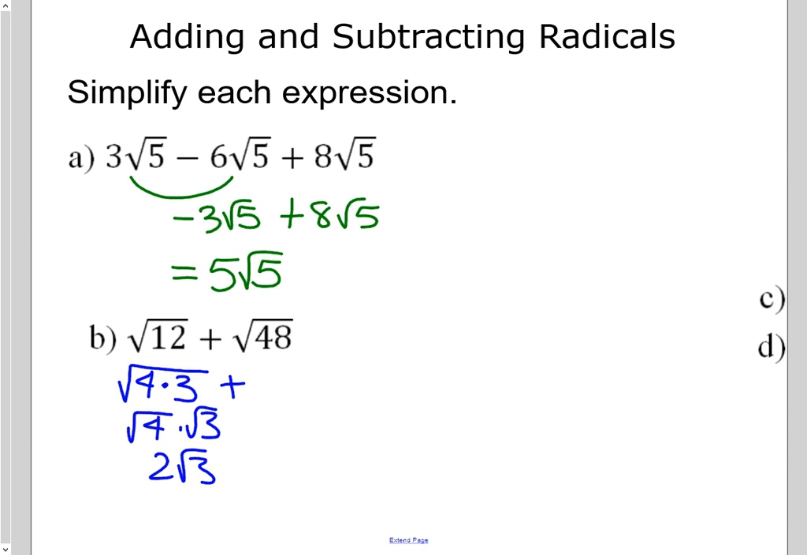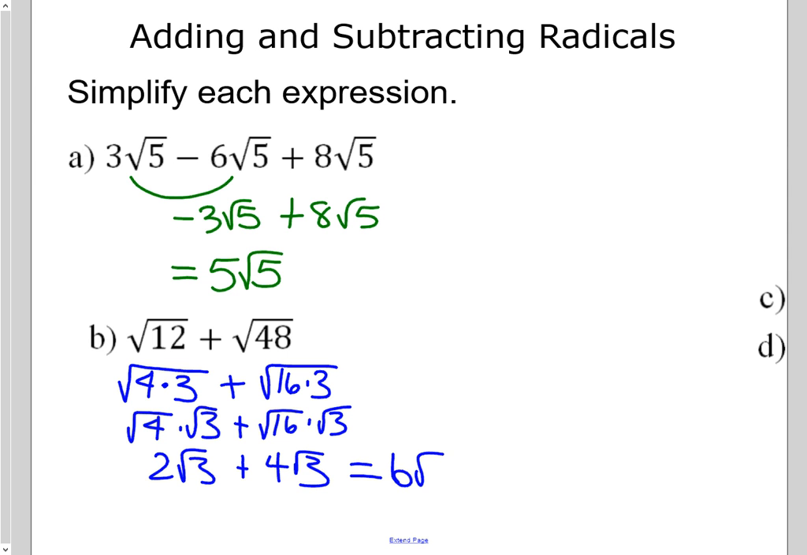And 48 is the same thing as 16 times 3, which is the square root of 16 times the square root of 3, which is going to give me 4 root 3. And now, if you look at this, I have 2 root 3 plus 4 root 3. I have that common radical. I can add these together, so 6 root 3.